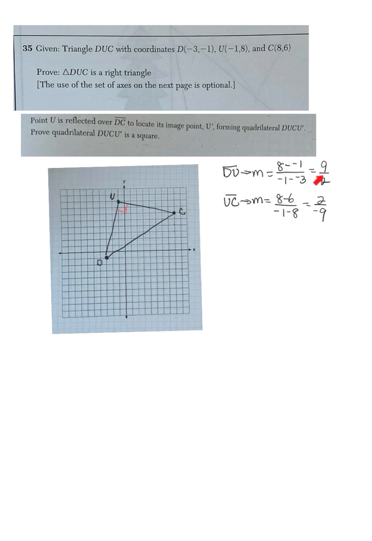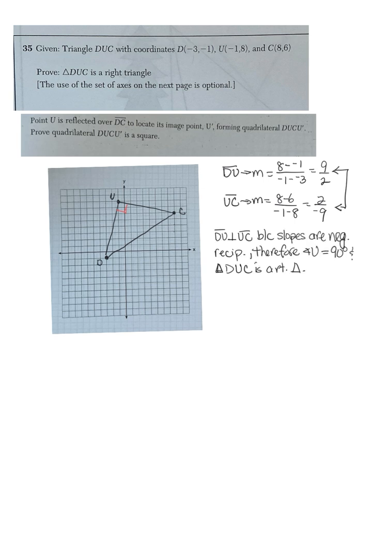And so then when you look here, I did my 2 slopes, and I see that these guys are negative reciprocals of each other. And I would say something to this effect. So DU is perpendicular to UC because the slopes are negative reciprocals, which means then angle U is 90 degrees. And then angle DUC is a right triangle.